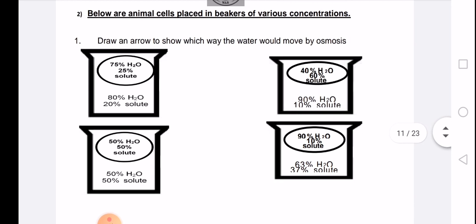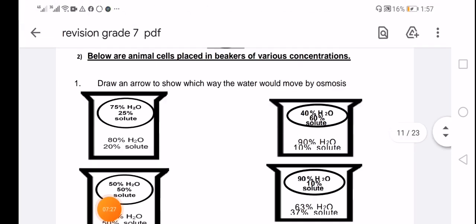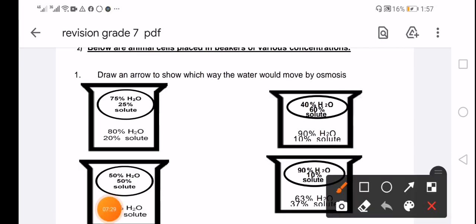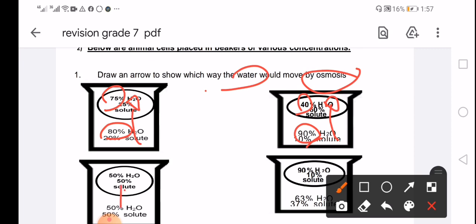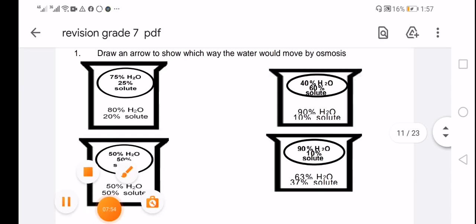Draw an arrow to show which way the water moves by osmosis. Water moves from high concentration to low concentration. Here we have movement of water, 75% and 80%. So the water moves from outside the cell to the inside, from high to low. Here 40 and here 90, so from 90 to 40. Here 50 and 50, which is equal. Here 90 and here 63, so from inside to outside.